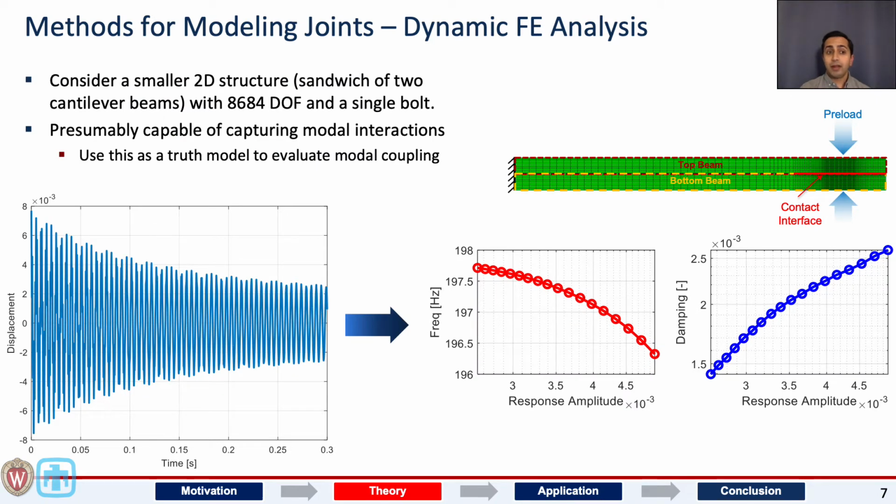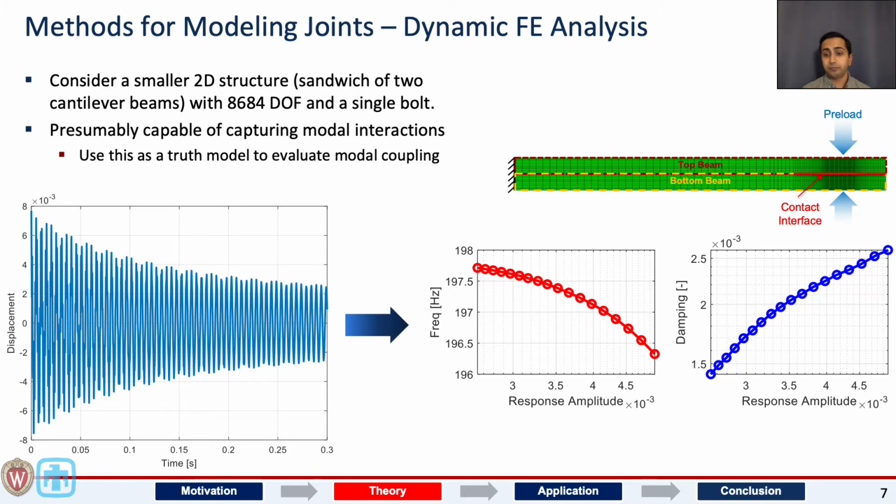So rather than looking at the S4 beam, we will bring our attention to a much smaller structure, this 2D sandwiched beam. It consists of two top beams that are cantilevered on one end and have a bolted connection on the other end. This is a 2D structure with about 8,700 DOF that we can run a dynamic analysis. So this 0.3 seconds will take about 24 to 36 hours to generate an amplitude-dependent frequency and damping response for the structure.